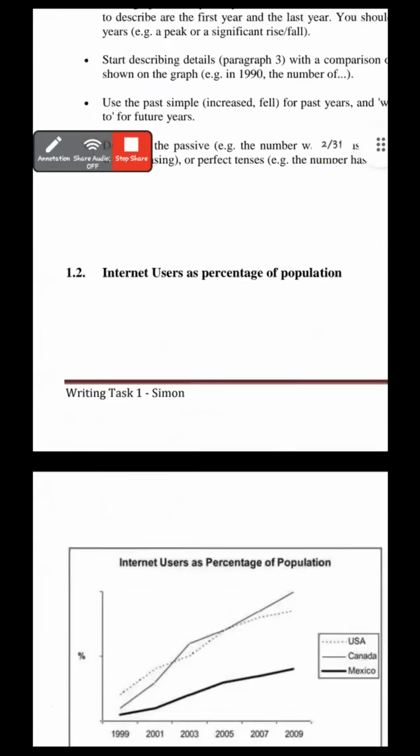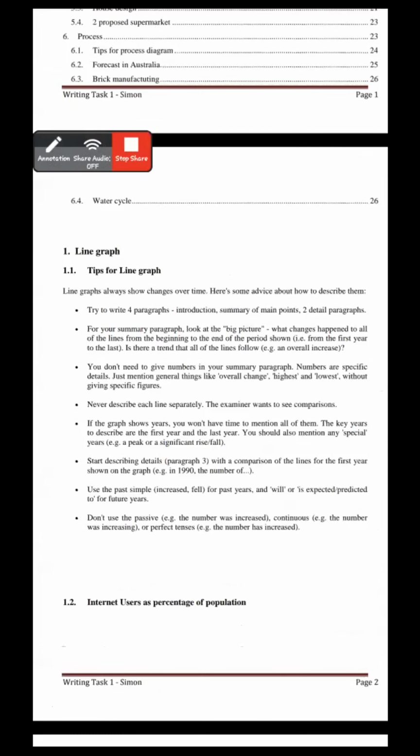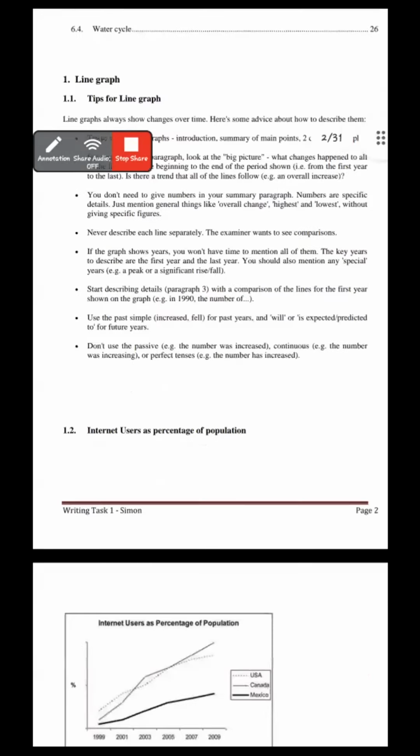Numbers are specific details. I'm going to share all these screenshots, so it'll be a lot easier for you to go through them. Don't worry about it. Here, you just need to know that you don't need to describe each line separately. The examiner would like to see comparisons made, say in 1999, what actually happened to this line and that line and this line. Once you make comparisons, it'll be a lot easier to give more information.